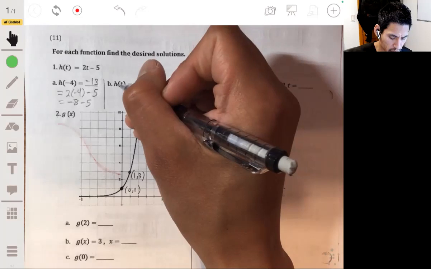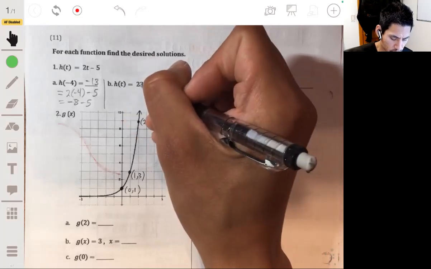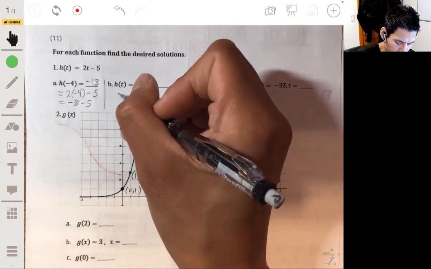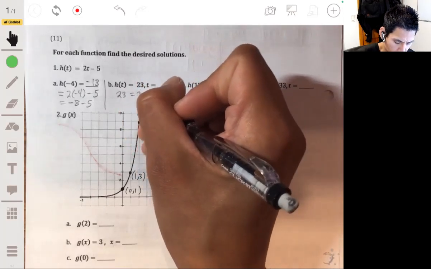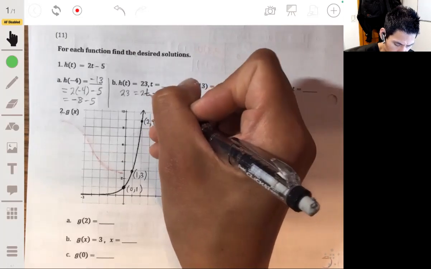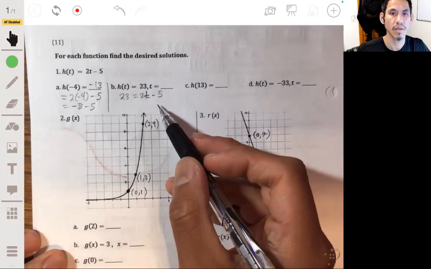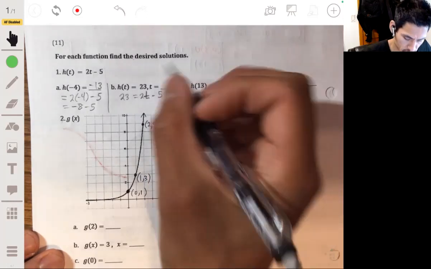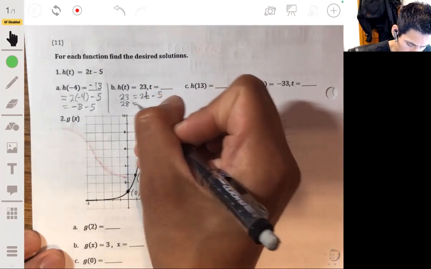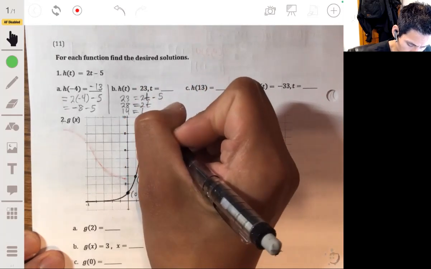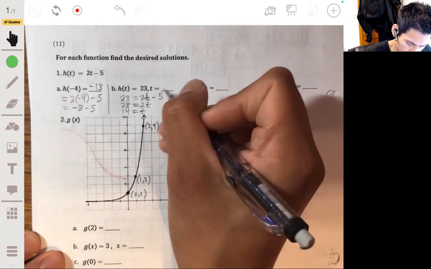For B, we're told that h of t equals 23. So solve for t. In other words, you're just going to make 23 equal to 2t minus 5. Then we solve for t. We just add 5 and then divide by 2. So 28 equals 2t. And 14 will be equal to t.